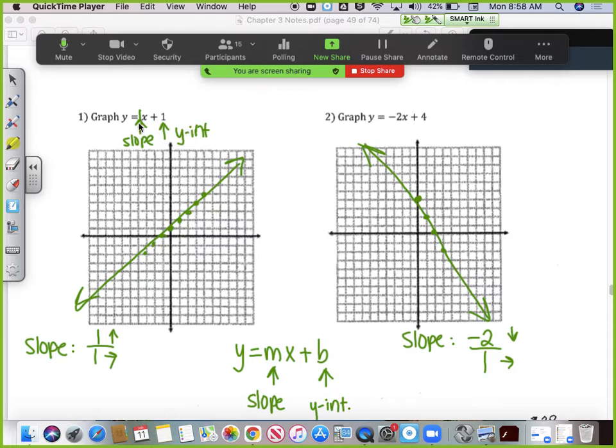Notice when you have a positive number in front of x, your line increases from left to right, and that's because it's a positive slope. And when you have a negative number in front of x, the line decreases from left to right because it's a negative slope.